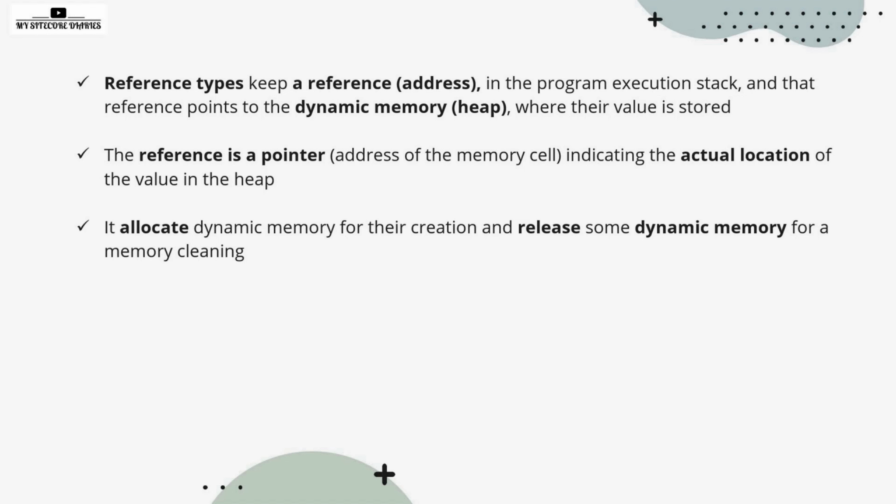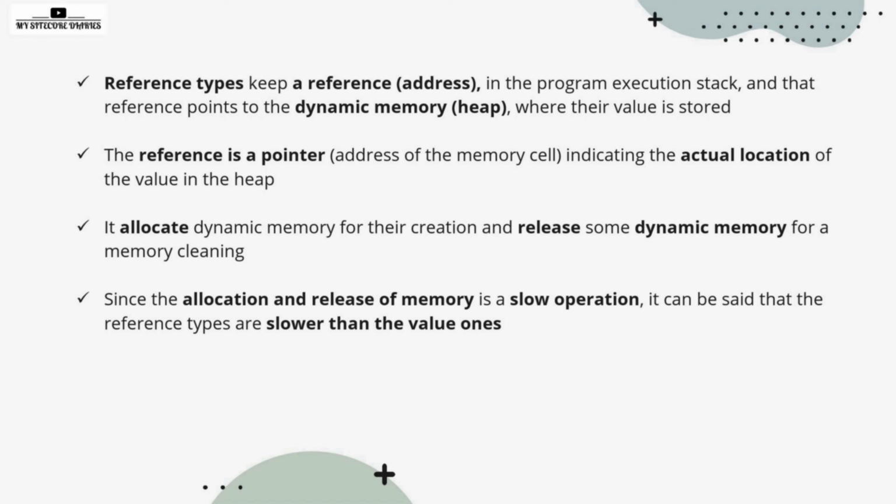So how does memory work? You see that for value types, the memory is released when the execution scope is finished. In the reference type, when you initialize the value, it assigns you dynamic memory. When you create a reference type, it will assign a memory, and then it releases some dynamic memory for memory cleaning. That memory cleaning is done by the garbage collector, which we will see in a different video.